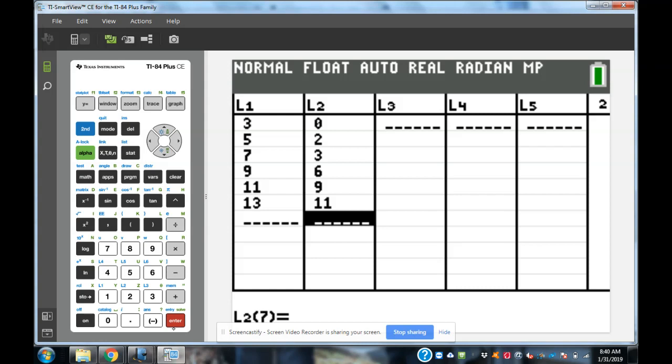Does anybody not have the list in yet? I just want to make sure, I don't want to run off and leave you on this first one here. So we've got those in list 1 and list 2. We're going to treat that as the X list and the Y list.